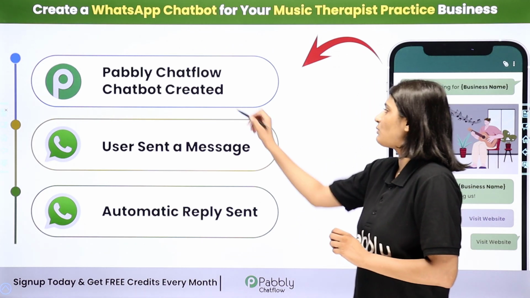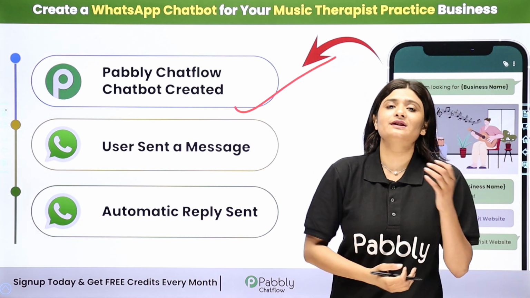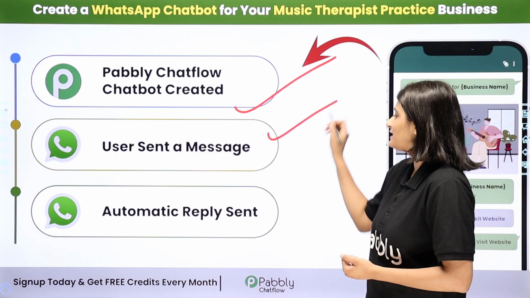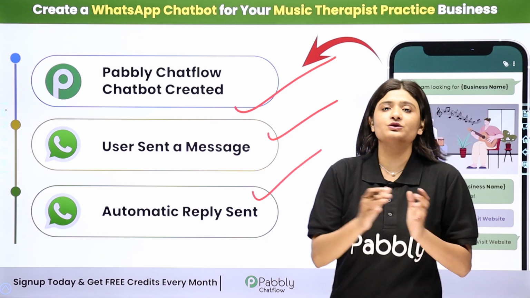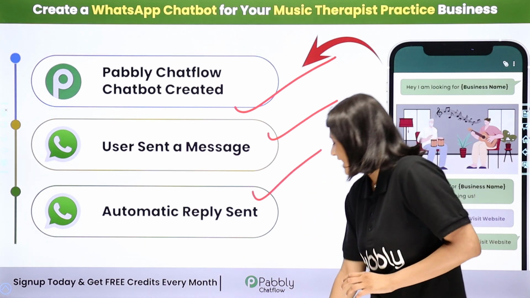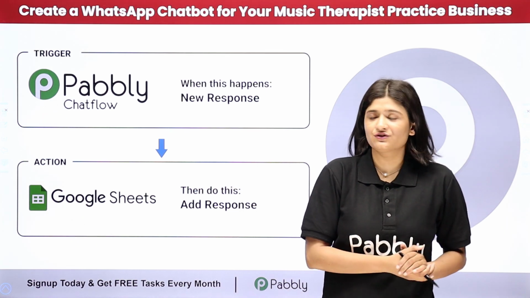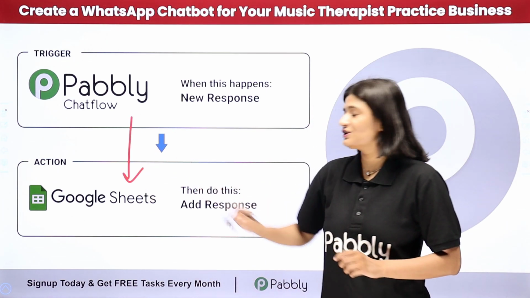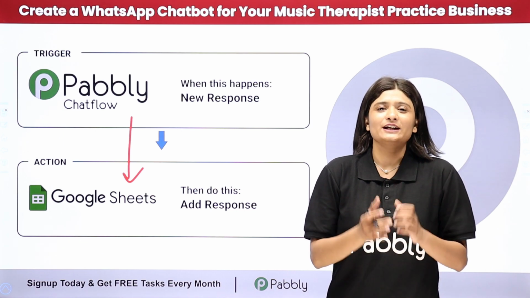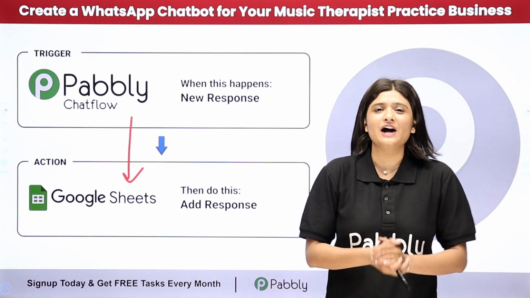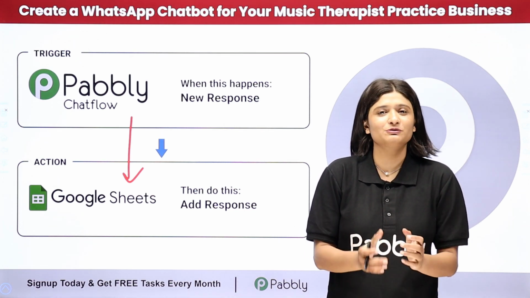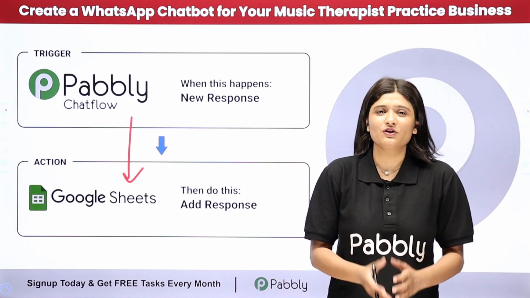Now with the help of this WhatsApp chatbot, whenever a user sends me a message, automatically the reply will be sent to that user based on the query that they have asked me, and all the details of this user will be automatically saved to my Google Sheet spreadsheet which I have created with the help of this integration with the help of Pabbly Connect. Now, if you want to learn the step-by-step process of how you can create this WhatsApp chatbot with the help of Pabbly Chatflow, then let me take you all to my screen.